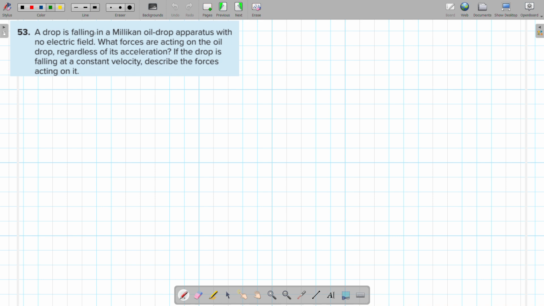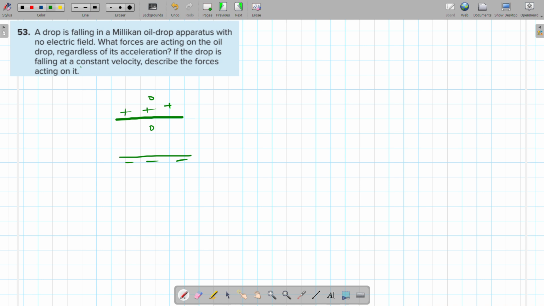A drop is falling in a Millikan oil drop apparatus with no electric field. There are two plates, the positive plate and here the negative plate, and the oil is falling. What forces are acting on the oil drop, regardless of its acceleration?